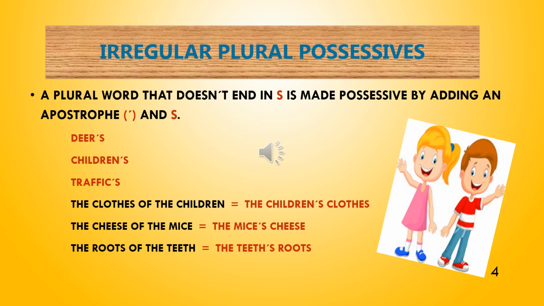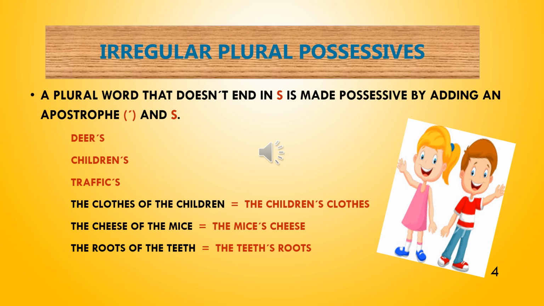Look at the next example. Children. Children is an irregular plural, and you are going to add the apostrophe and then the letter S. Children's. Mice. Mice is the irregular plural, and you are going to add the apostrophe and the letter S. You are doing this because you are showing the possession.